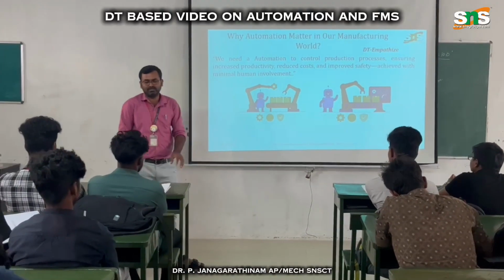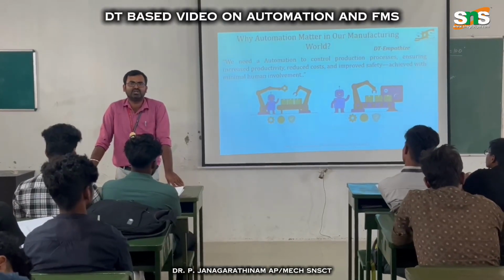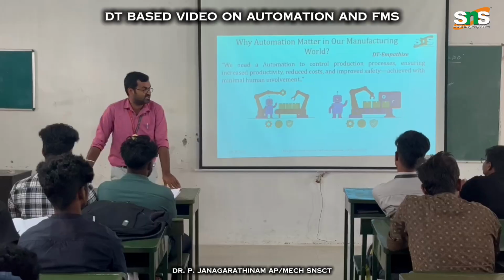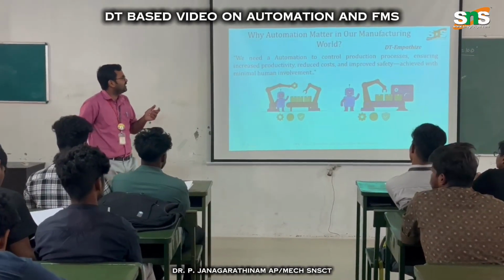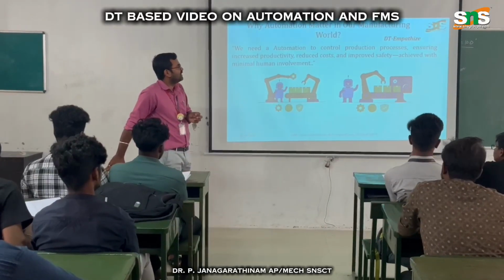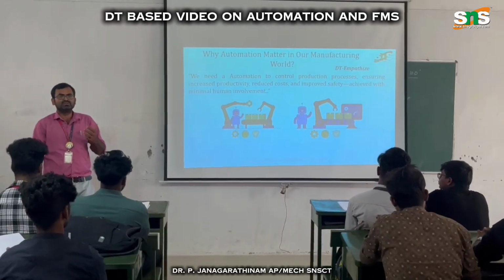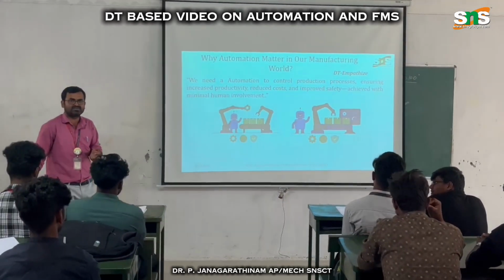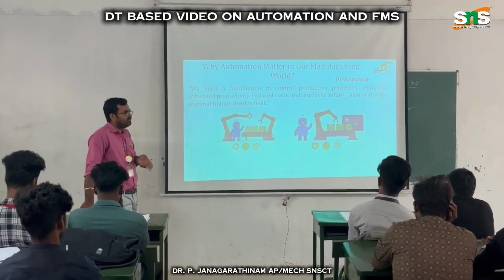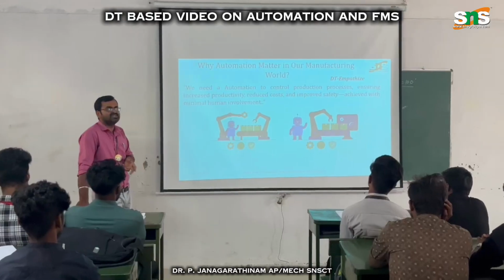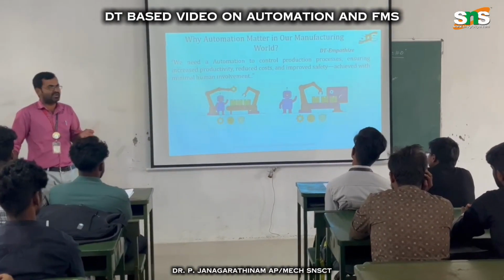So this is the DT empathize stage. First, why do we have to go for an automation system? We have to reduce human power. So what is the empathize part? We need automation to control the production process, ensuring increased productivity, reduced cost, and improved safety. These are the feedbacks collected from different industries. They have to be expert in controlling the production process, increasing productivity, reducing cost, and improving safety. These are all feedbacks we have to collect from different industries and environments.